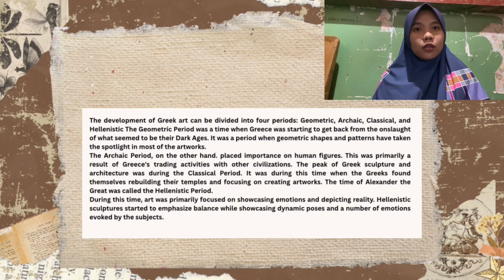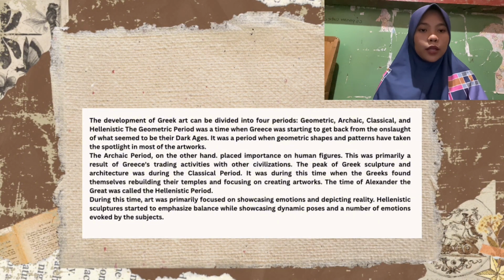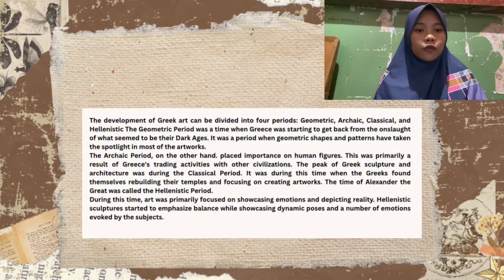So moving on to the development of Greek art, nahahati ito sa 4 na periods, which is the Geometric, Archaic, Classical, and also Hellenistic. Sa Geometric period, more on shapes and patterns ang artworks nila. Hindi pa masyadong detailed ang human figures. So they're more focused on lines and also design.